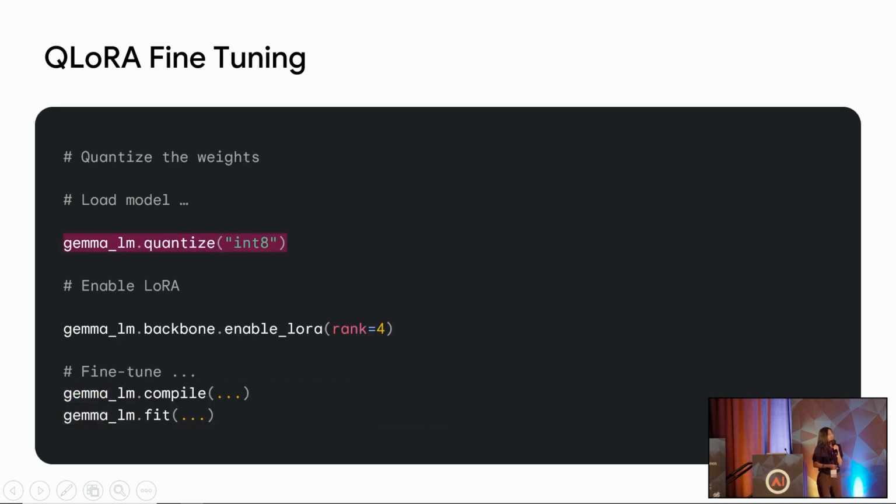And then, of course, sometimes LoRA itself is not enough, so you can also quantize your model weights. In this case, we just call quantize before we enable LoRA. And so that's an even more efficient way of fine-tuning Keras Hub models.